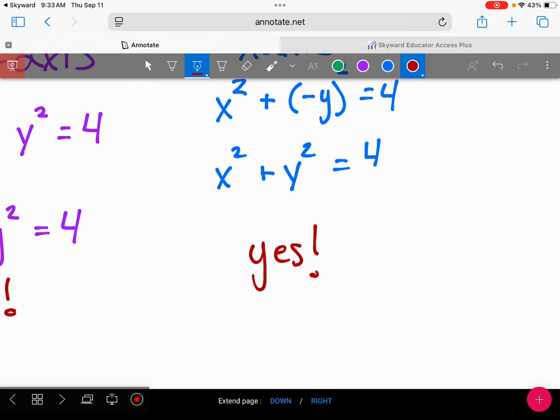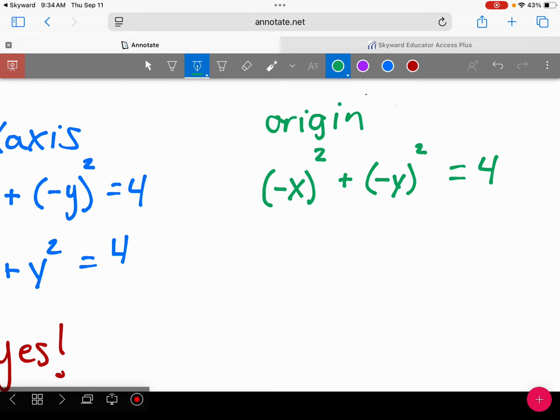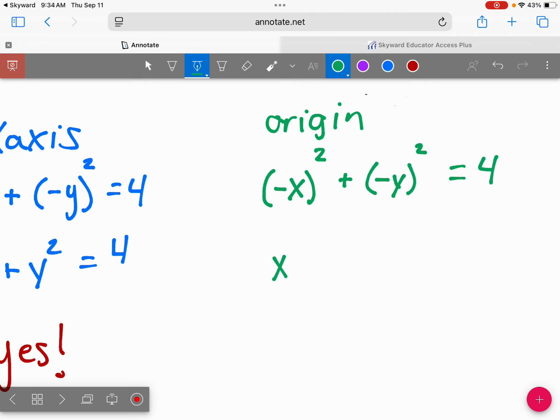I wonder what happens with our origin symmetry. Well, let's take a peek. So here we're going to do both. Minus x squared and our minus y squared. Well, what's going to happen there? The same thing. Because minus x times minus x gives us positive x squared, and our minus y times minus y gives us positive y squared. So this also has origin symmetry. It has everything.